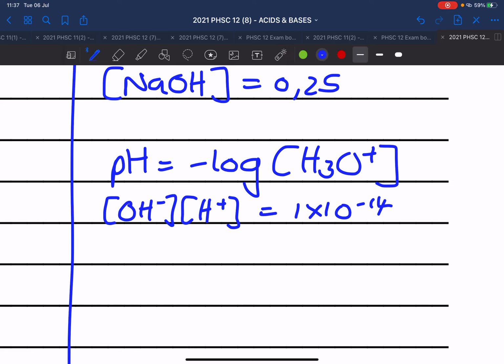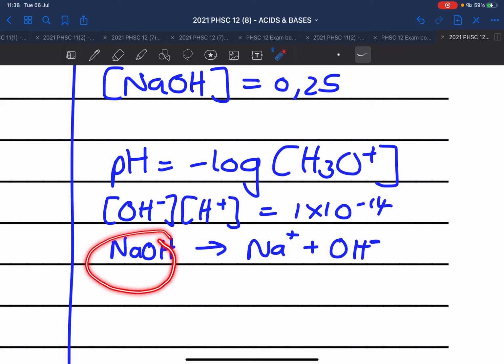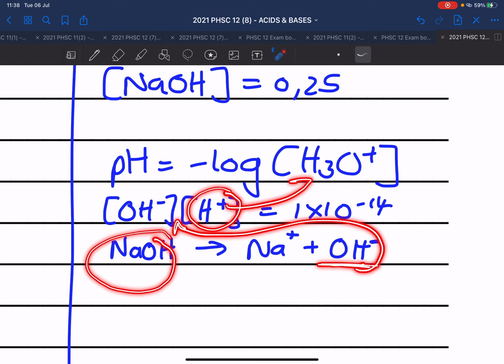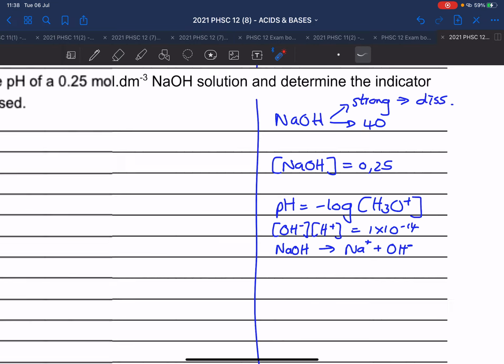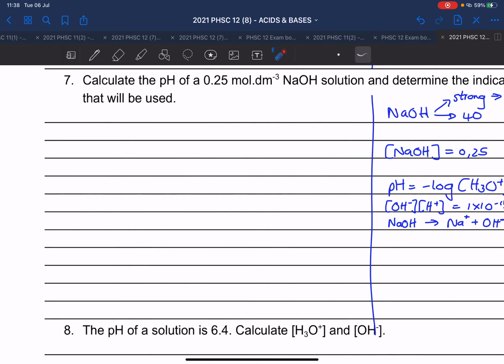Goed. So ek moet die dissociasie reaksie gaan skryf. I need to show the dissociation reaction, to show that if I have this one's concentration, I can get that one's concentration. With that, I can substitute in there to get that concentration. With that, I can substitute it in there to get the pH. Can you see weer die drie stappies? Okay, so we're going to start with our three steps.